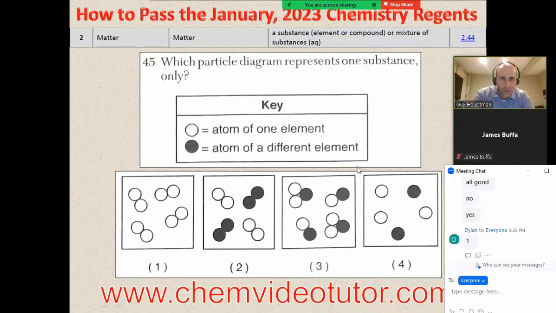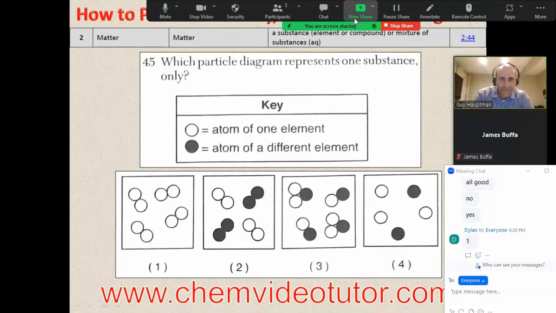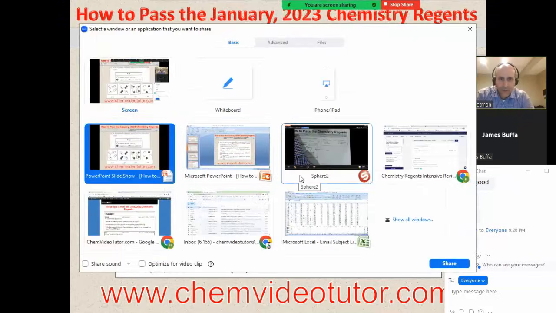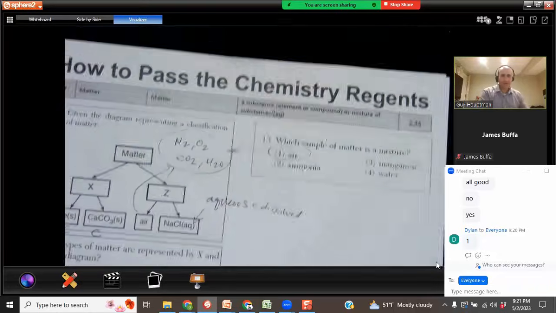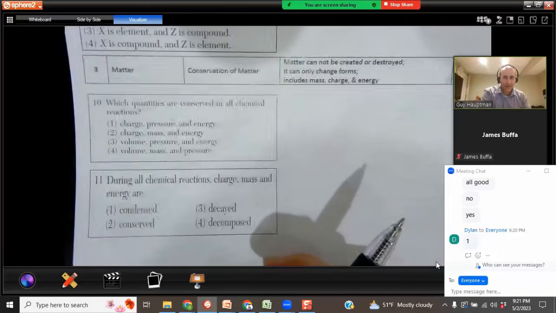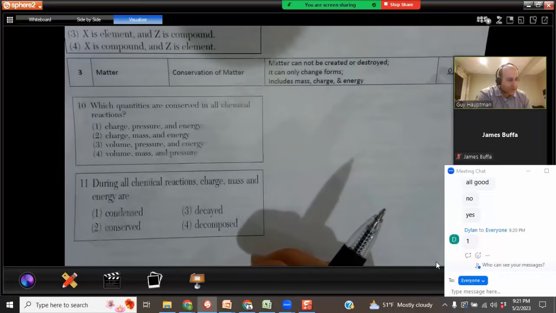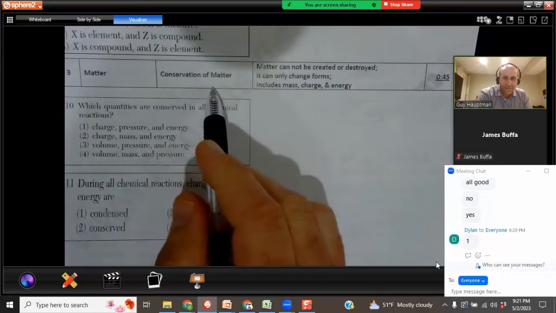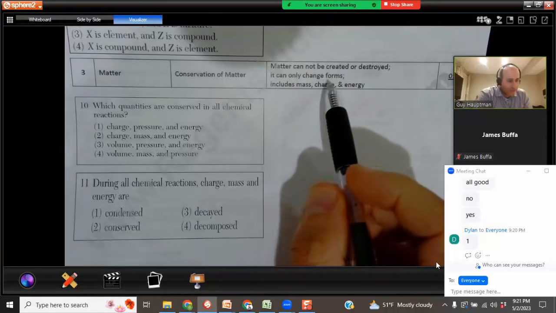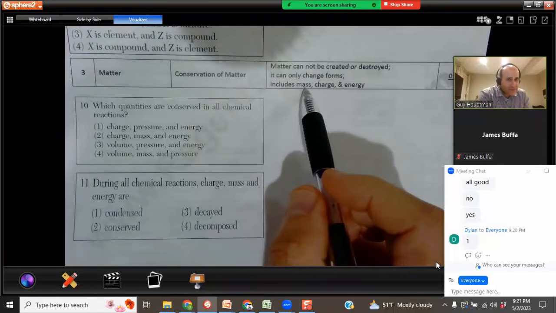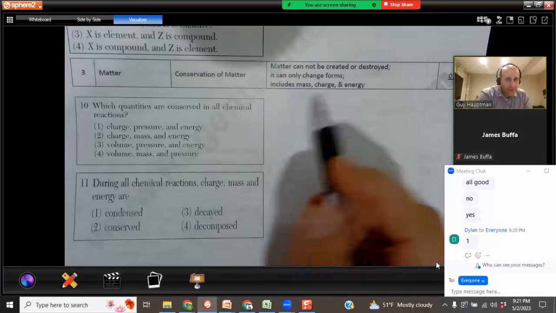We are now going to go back to the sheet. And here we go. On the same page there is way 3. Okay, so we're moving along here. Conservation of matter. Matter cannot be created or destroyed. It can only change forms, and that includes mass, charge, and energy.